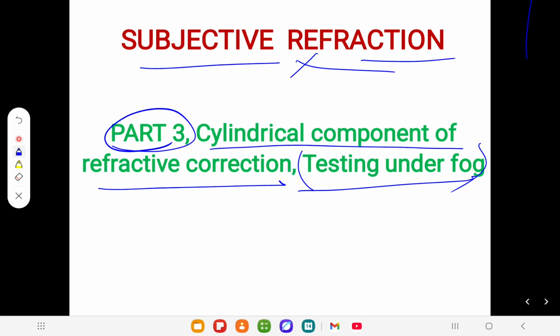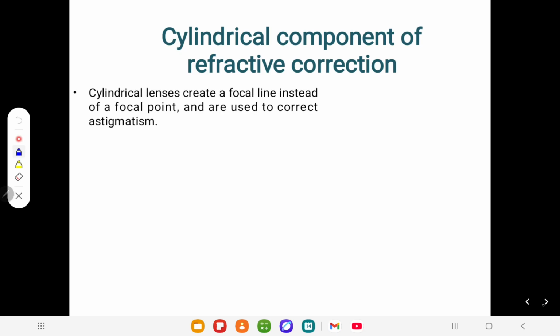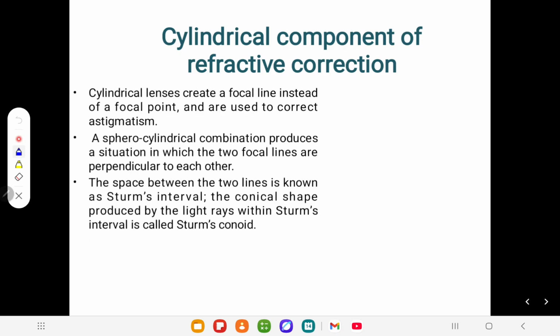cross cylinder. So basically, cylindrical component of refractive testing under the fog is very good for concept when nowadays it's rarely used in clinical situations, and I think there are very few optometry students who can even have this opportunity to see these charts too. Okay, let's not go further and let's discuss.